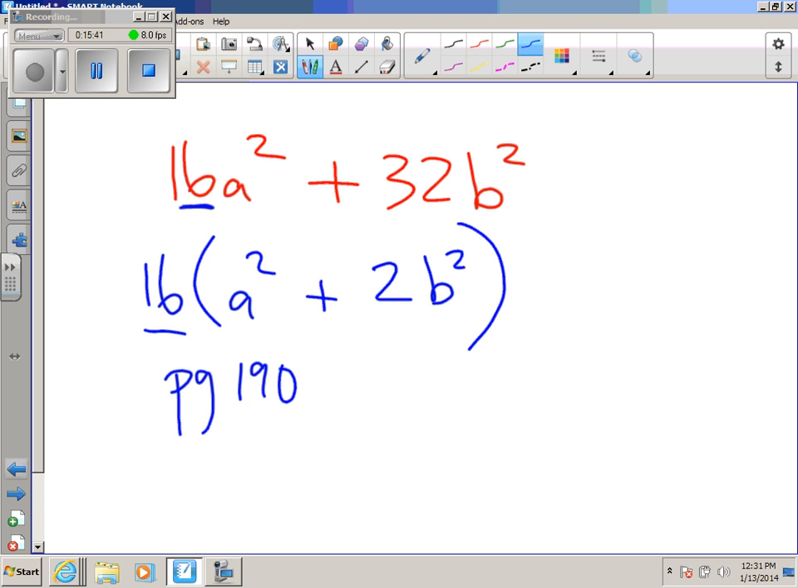Okay, so here's what I have. If I pull out a 16, right, and I need to get 16a squared, we're going to multiply 16 by a squared. 16 times a squared gives me 16a squared. So over here, 16 times what is going to give me 32? 2, and I still need the b squared.